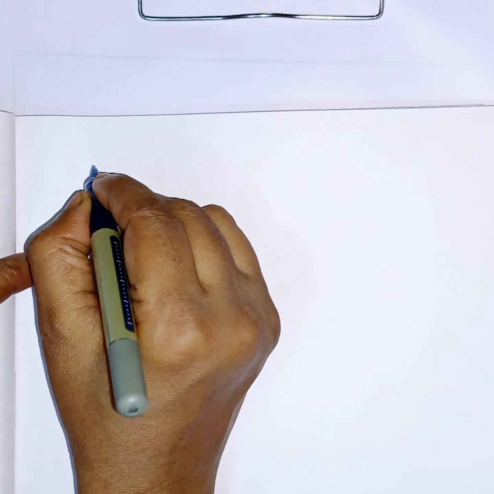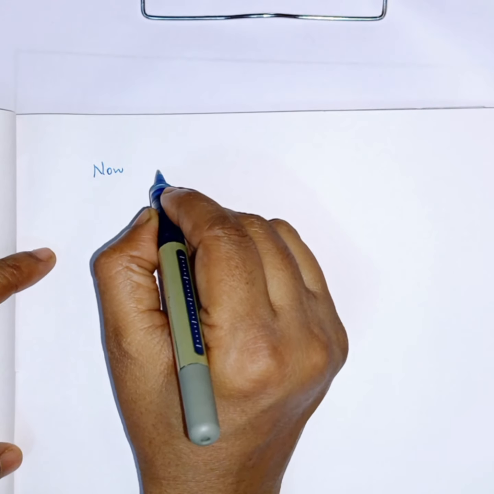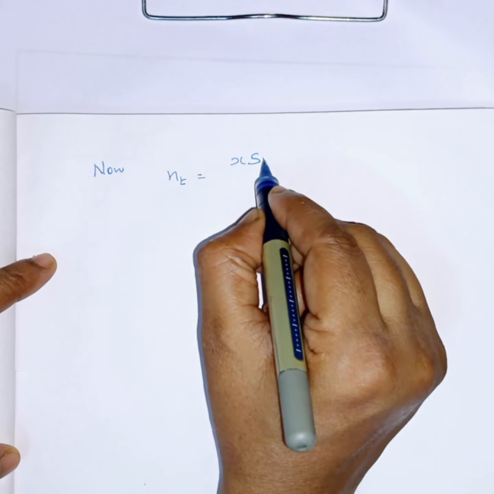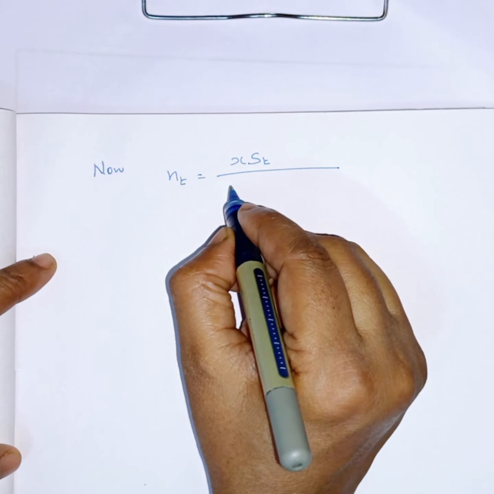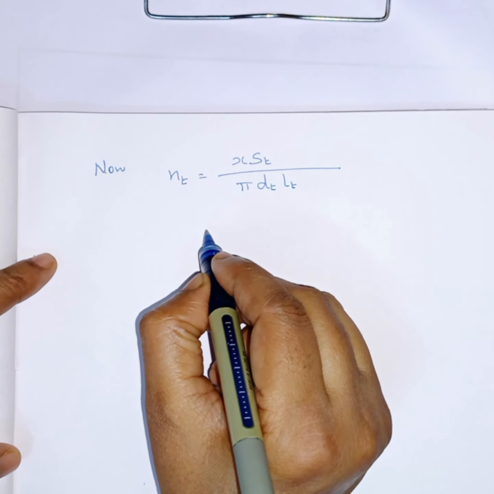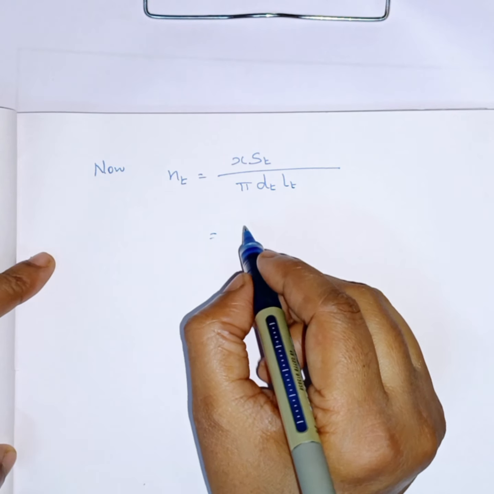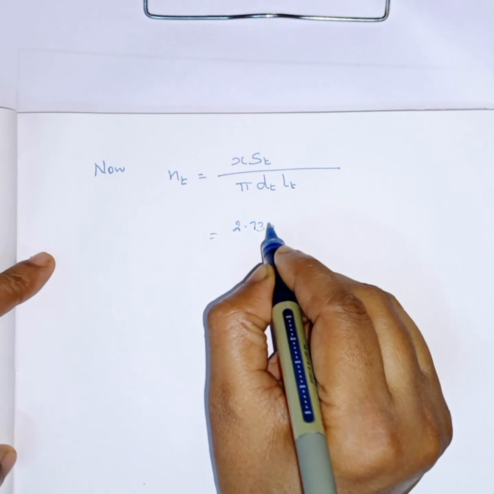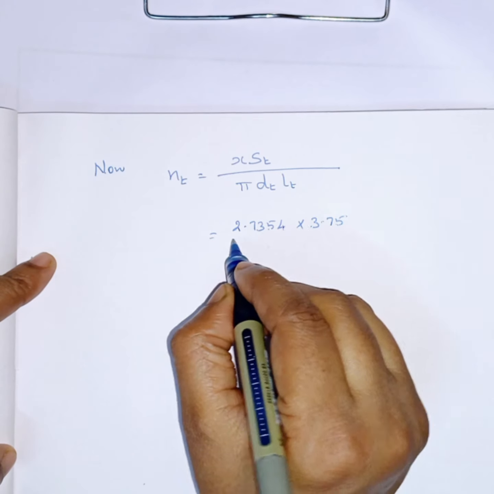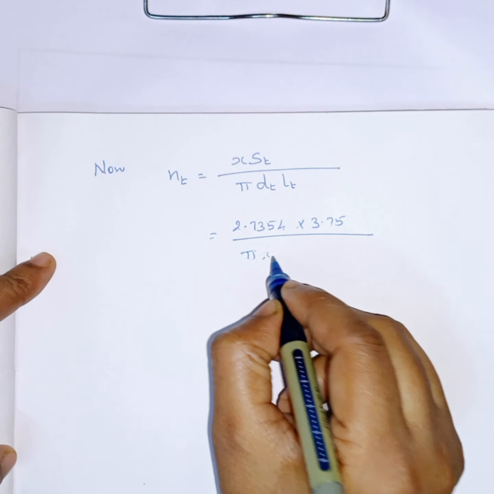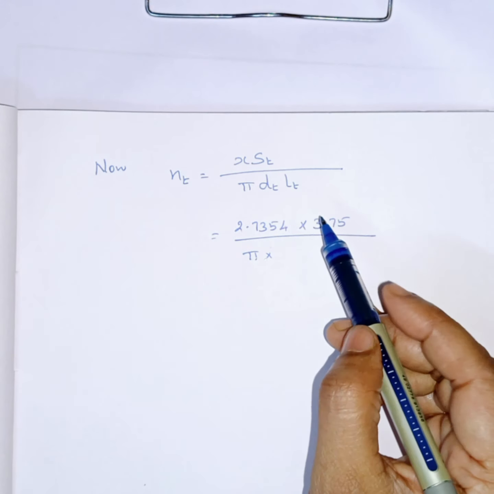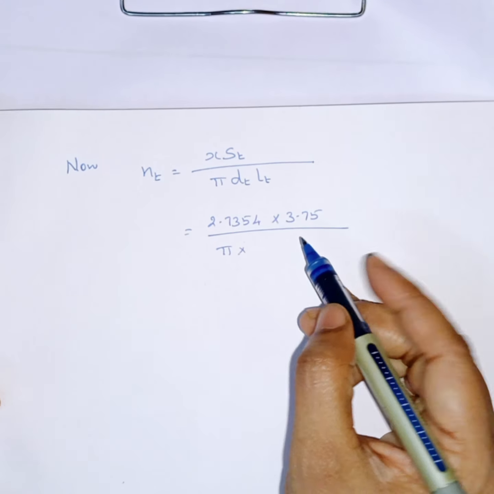Now we can solve for the number of tubes. What is the formula? Again, I remember this: XST divided by pi dt LT. So the X value is 2.7354 multiplied by ST, 3.75, divided by pi. DT value, see here everything is in meter square, DT and LT will be in mm. That should be converted into meter.